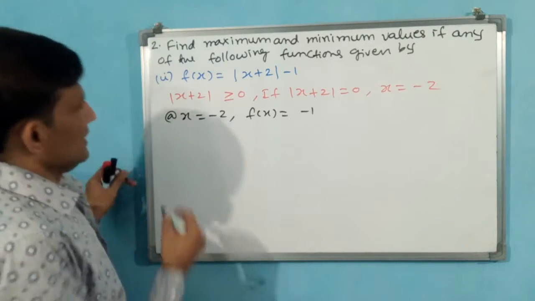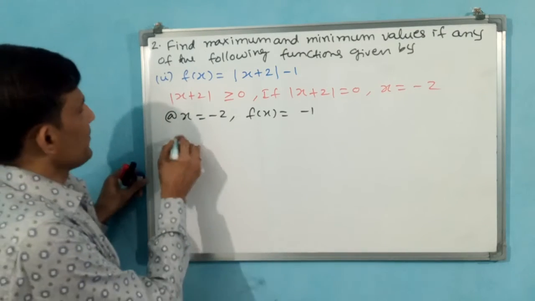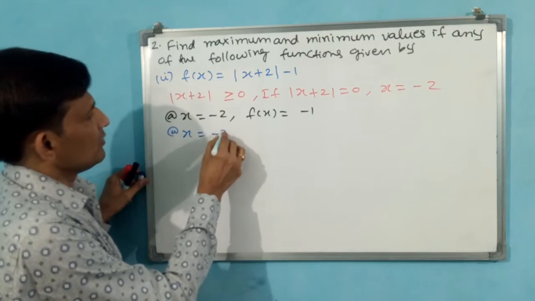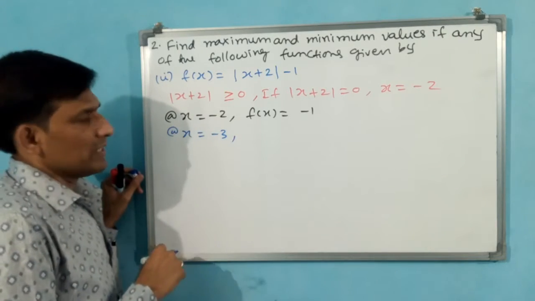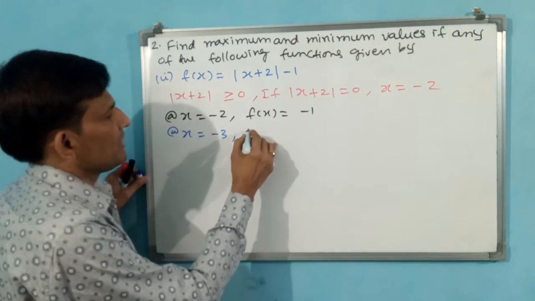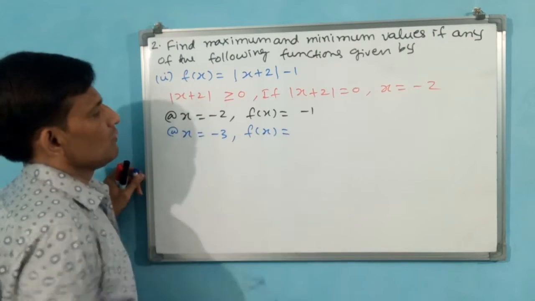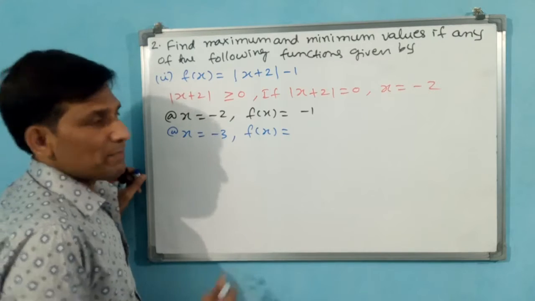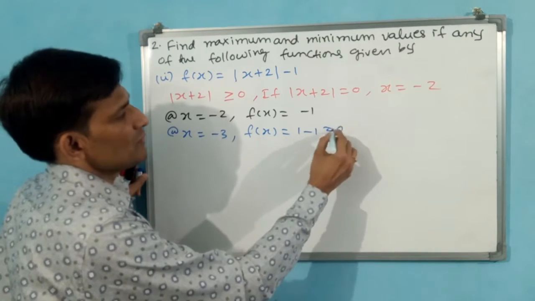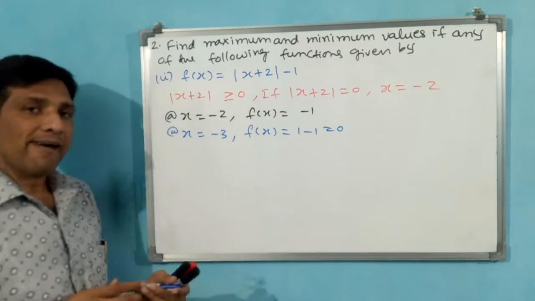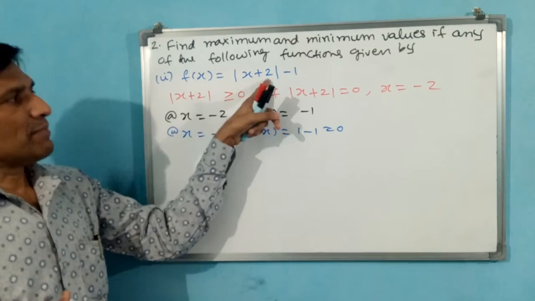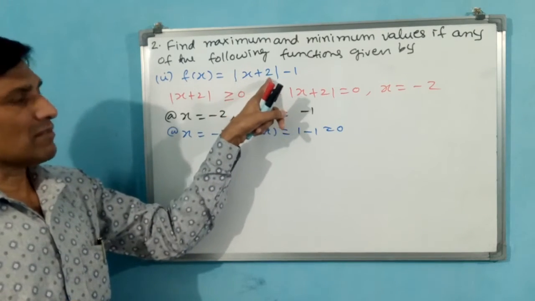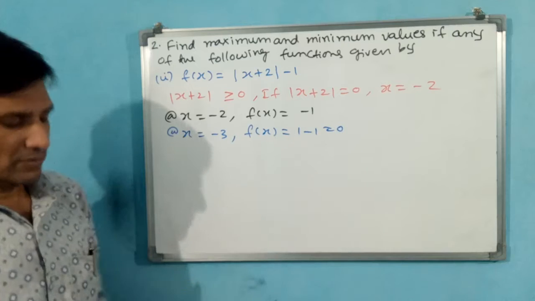Okay. See, I am taking minus 3, less than minus 2. Afterwards, greater than minus 2 also we will take. At x is equal to minus 3, f of x is equal to modulus of minus 3 plus 2, minus 1, which is modulus of minus 1, minus 1. That is 1 minus 1, which is equal to 0. Is it okay? Minus 3 plus 2 is minus 1, modulus of minus 1 is 1, 1 minus 1 is 0.